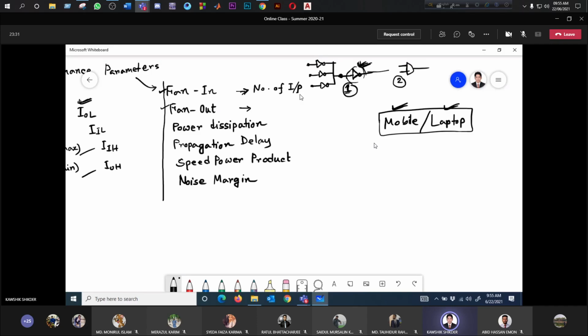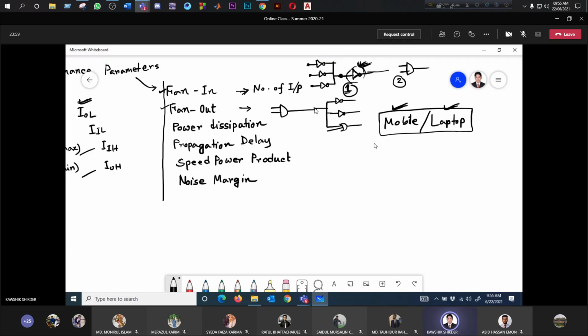So what is fan out? Suppose a 2 input AND gate. This is the output terminal, and here 3 different gates are connected. All these are connected to this output terminal. So fan out is basically how many loads are connected to the output terminal.